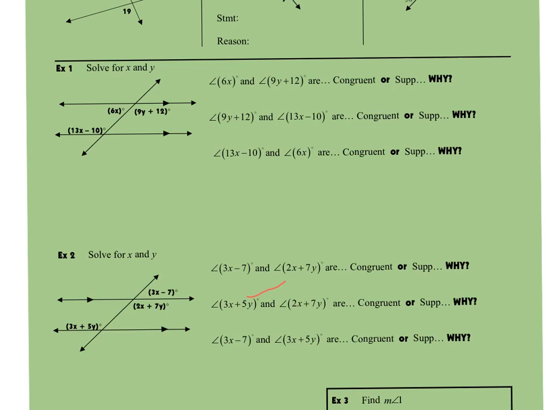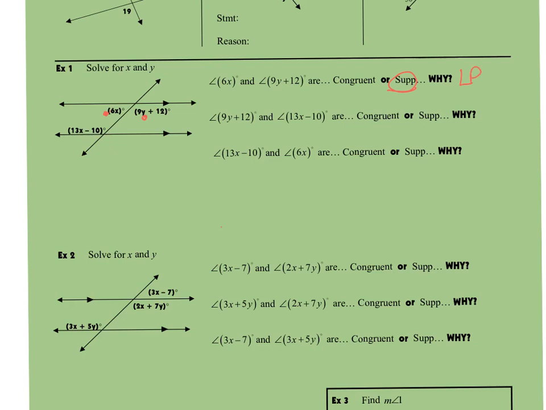So if we look at it, we want to know if the angle 6x and the angle 9y plus 12, are they congruent or are they supplementary? So if we take a look at where those are located, we have 6x is here and 9y plus 12 are there. Those are supplementary, and the reason why would be that they are a linear pair.